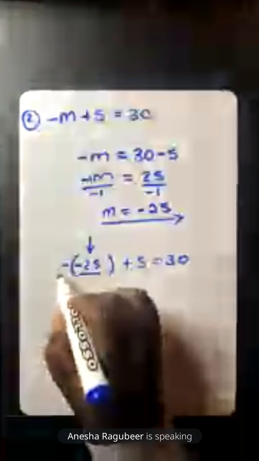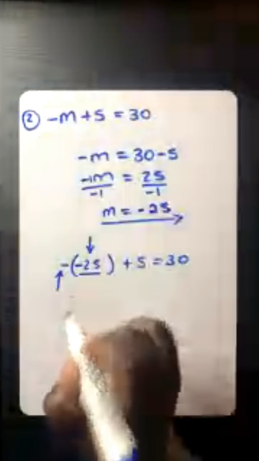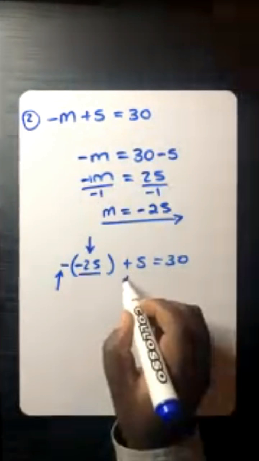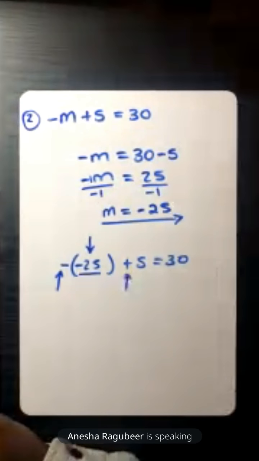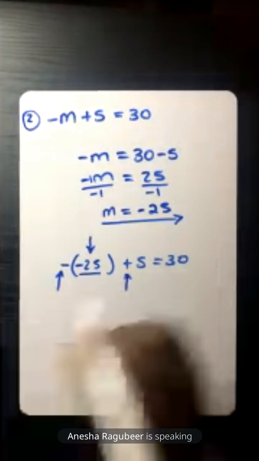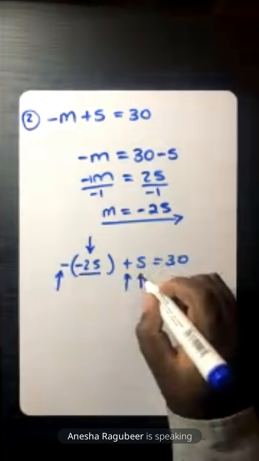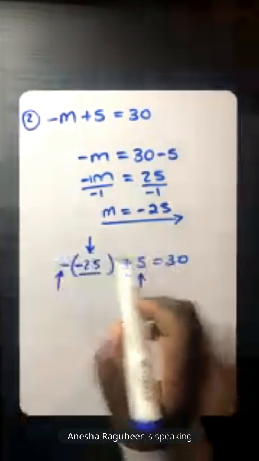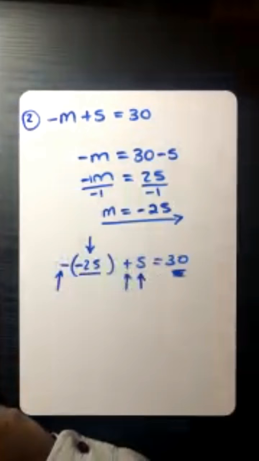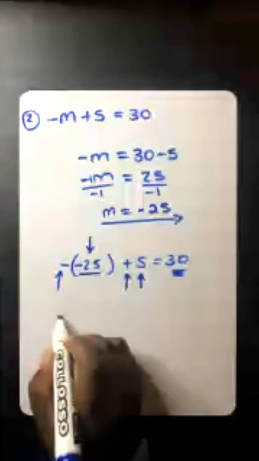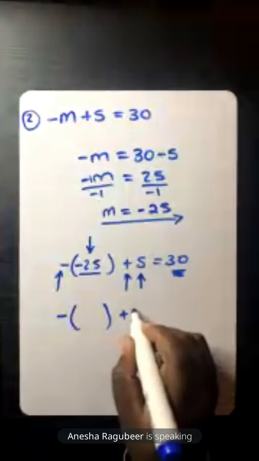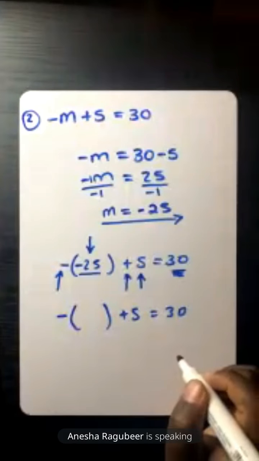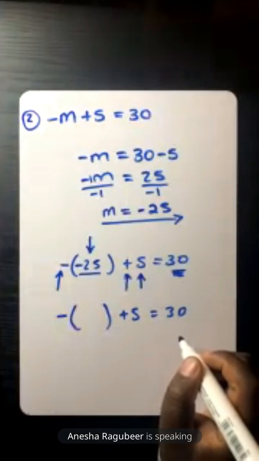This negative that you see is from the original equation. Just like that positive, it's from the original equation. We just want to punch the whole of this and see if it's going to equal 30. I'm not sure if you now understand, Shreyas. It's more like negative into the value of m, plus that 5 must equal 30.